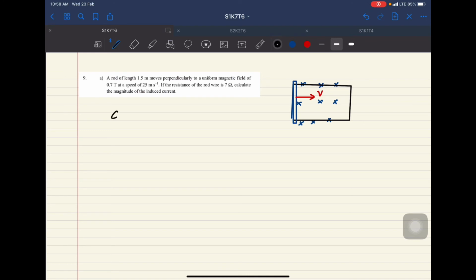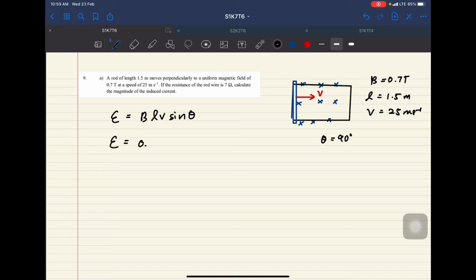Okay, so the angle there would be between B and V. So you want to solve using BLV sine theta. So for a moving straight conductor, this is the formula. The theta here is the angle between B and V. In this case, theta is equals to 90 degrees. So sine 90 is equals to 1. Okay, B is equals to 0.7 Tesla. Length is equals to 1.5 meter. V equals to 25 meter per second. So now you just have to substitute everything. 0.7, 1.5, 25, sine 90 degrees, which is 1.